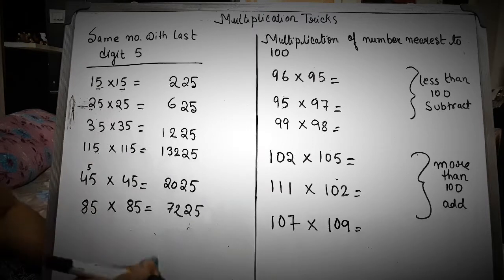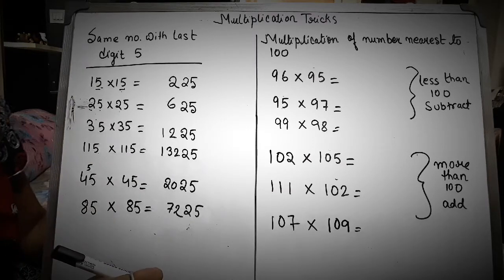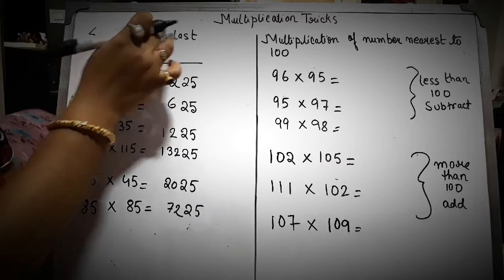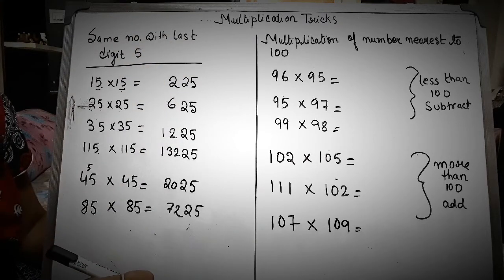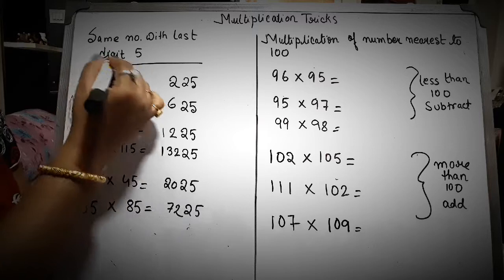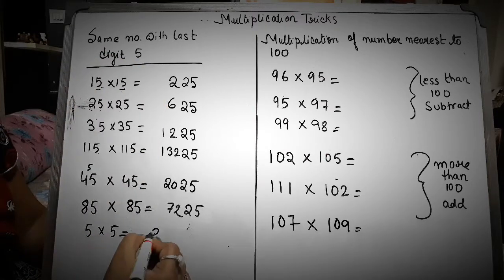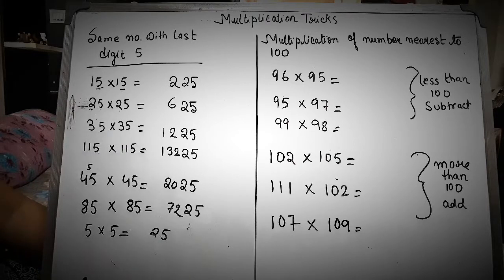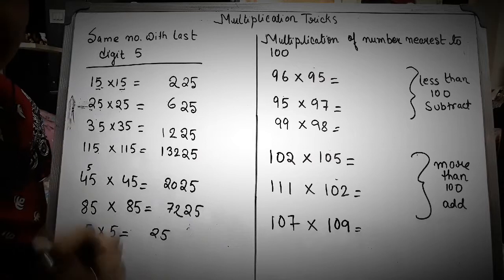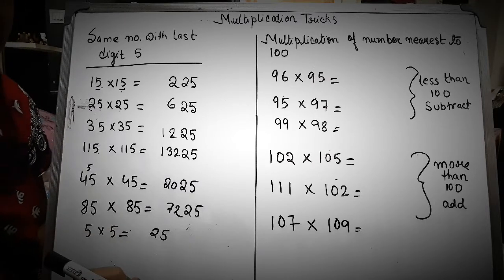So this goes for the square of any number ending with 5, or you can say same number with last digit 5. Okay, the single digit one we all know, 5 into 5. So nothing to worry, 5 into 5 is 25. Okay, then 1's place, 2's place, like this you can do it. So this goes for 5 multiplication.